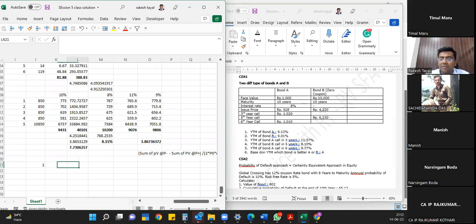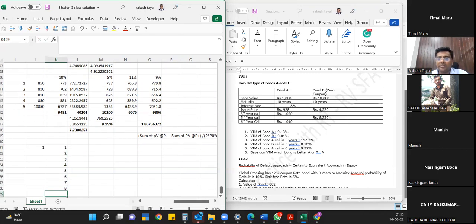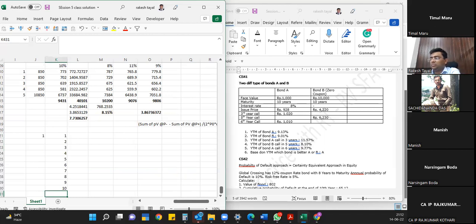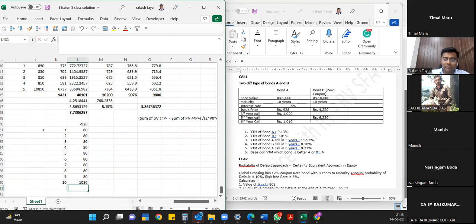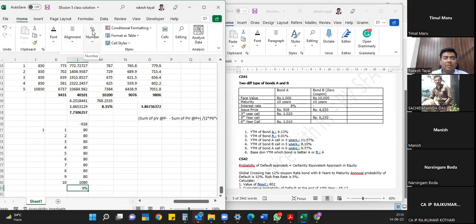Let us sort. YTM of bond A. 1 2 3 4 5 6 7 8. Interest rate is 8. Maturity is 1080. Issue price is minus 928. YTM is 9.13. Paper mein toh 9 diya nahi na. Haan, 9.13.